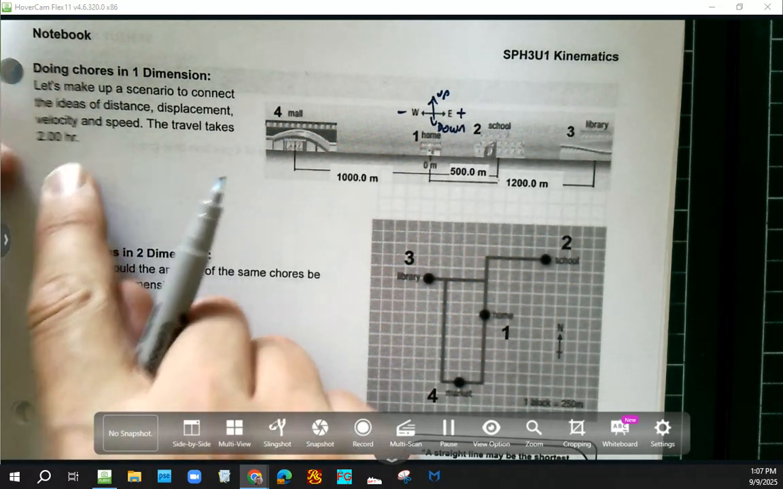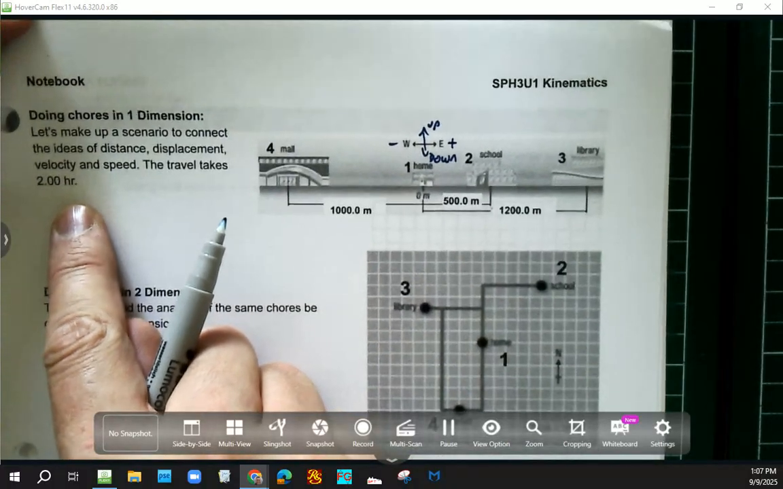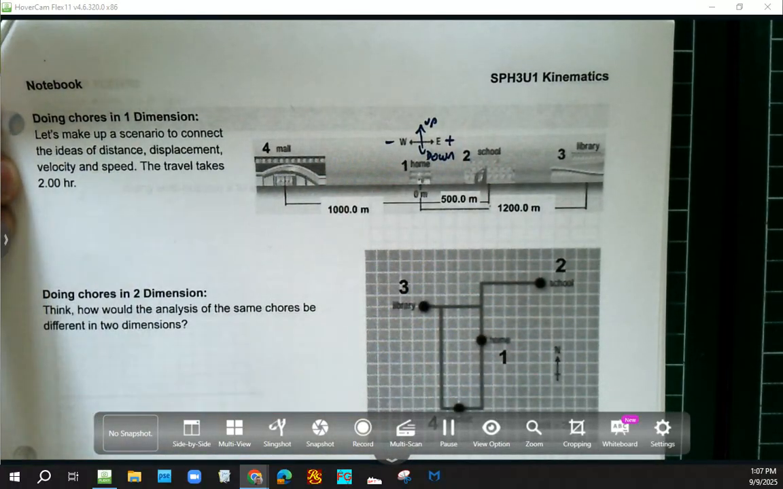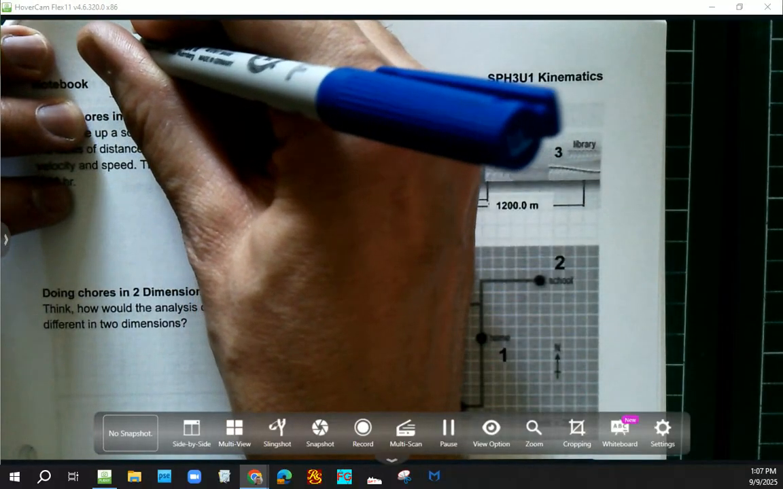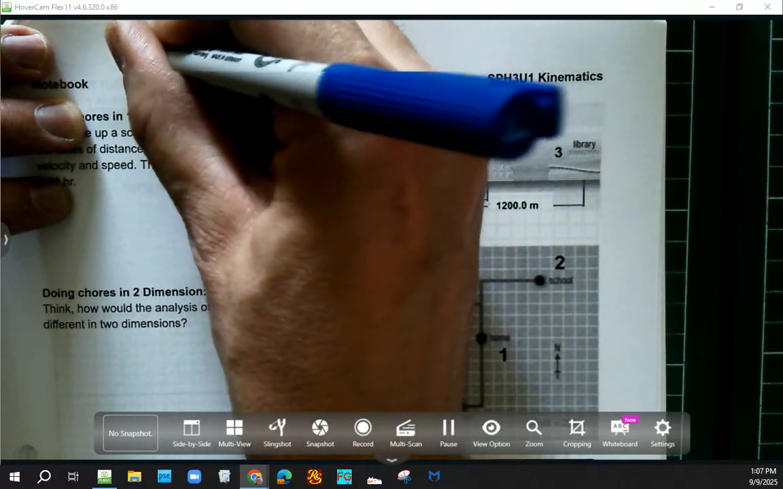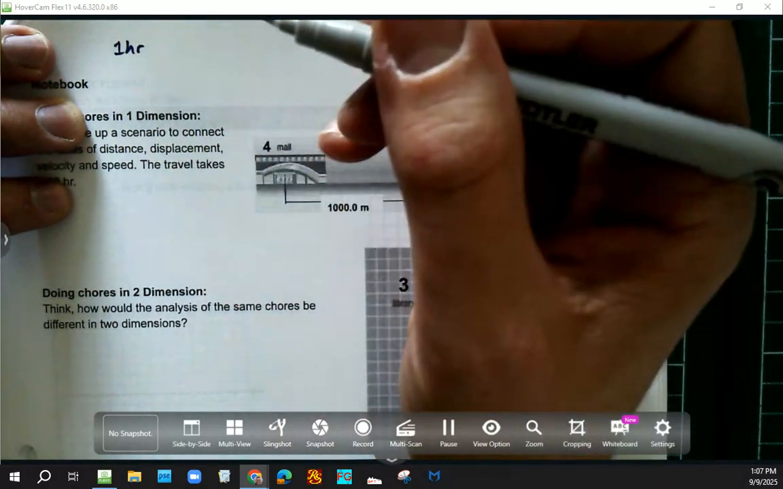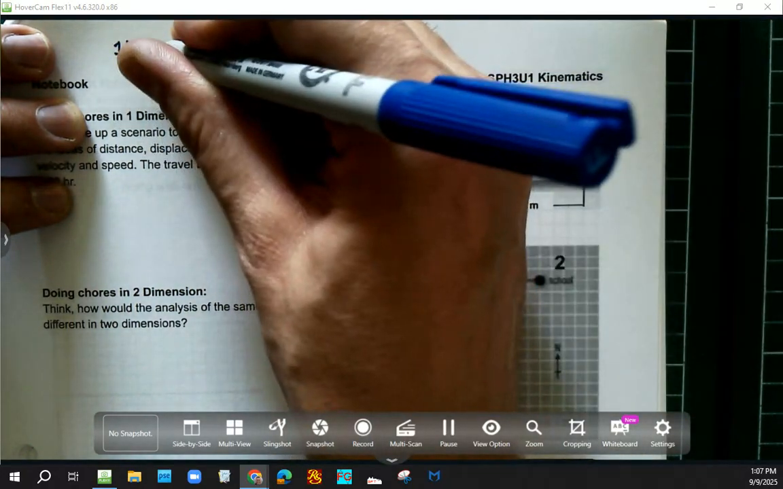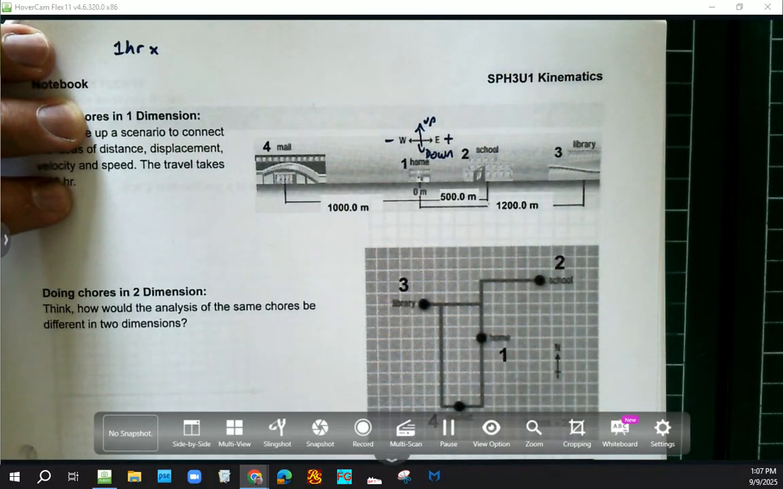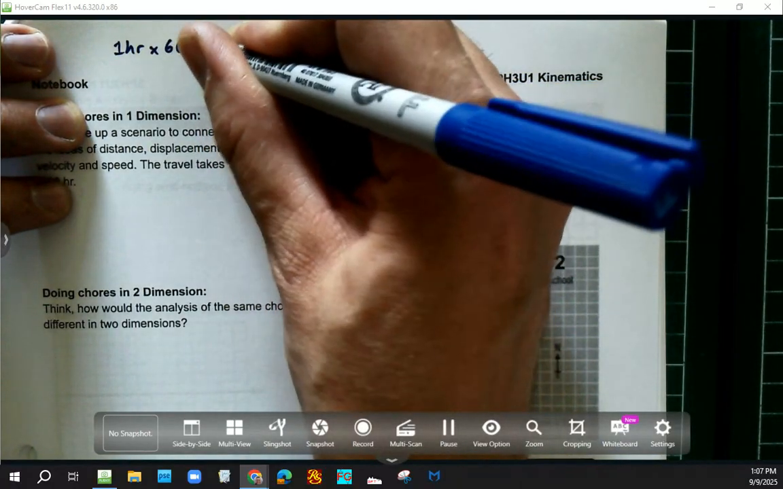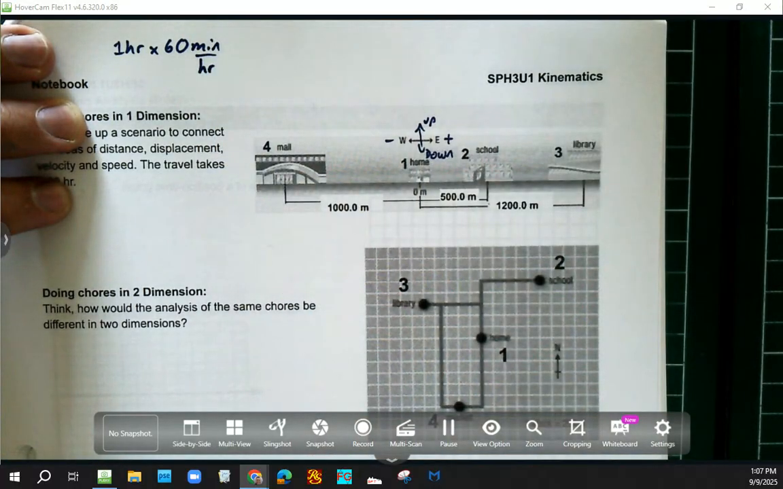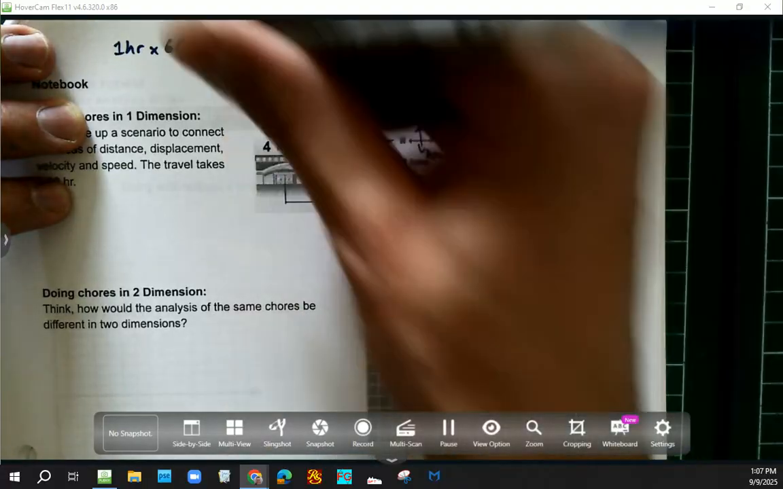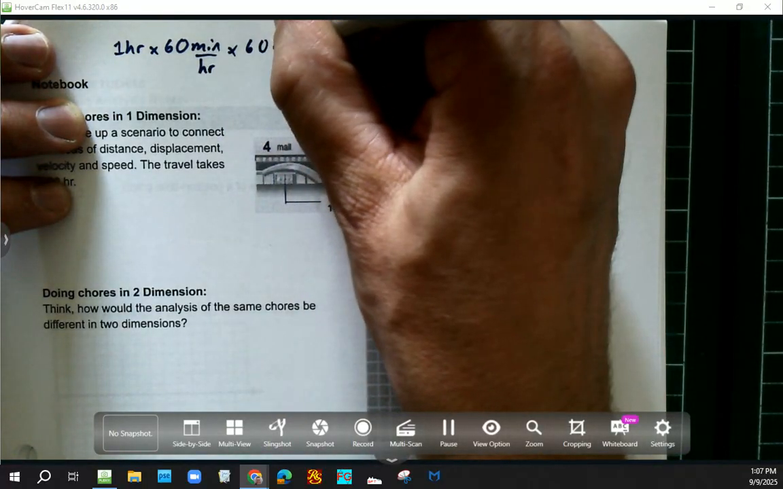It looks like it's going to take 2 hours. So maybe that's something we should deal with. We've got to deal with the fact that time isn't perfectly metric. I would like to turn it into seconds. So if I have 2 hours, one thing that I know is that 1 hour, how many minutes are there in an hour? 60. Now I'm going to do something here, and it'll make sense in a minute, okay? I'm going to say 1 hour times 60 minutes per hour. How many seconds are there in a minute? 60, yep. Times 60 seconds per minute.